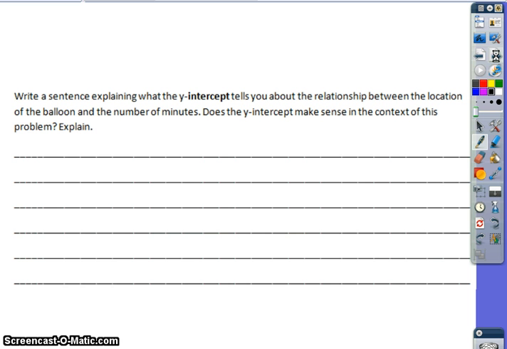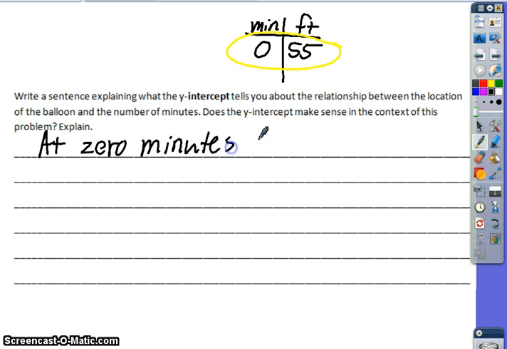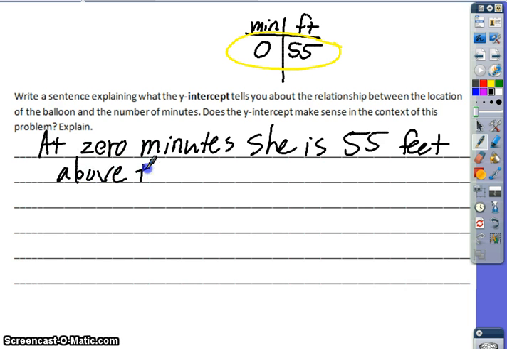The last question, for the y-intercept, I always think about, hey, on my table, this is 0, this is 55, minutes and feet. What does this mean, this pair of numbers? That's what you really should look at for your y-intercept sentence. And that means that at 0 minutes, she is 55 feet above the top of the cliff.